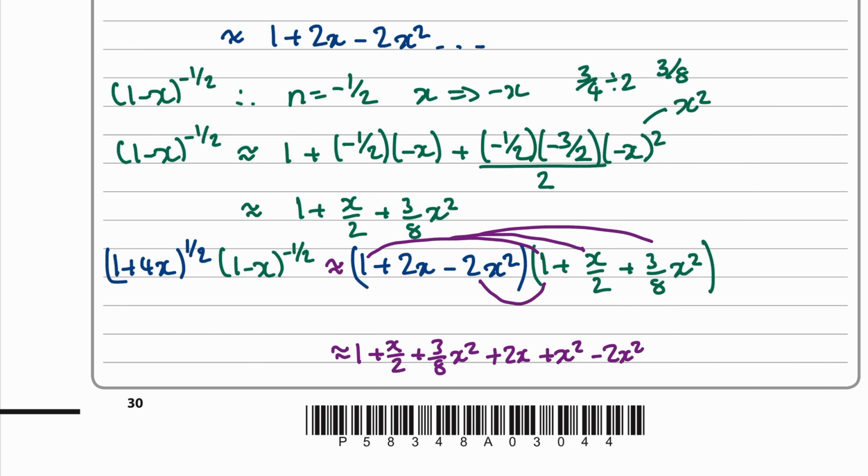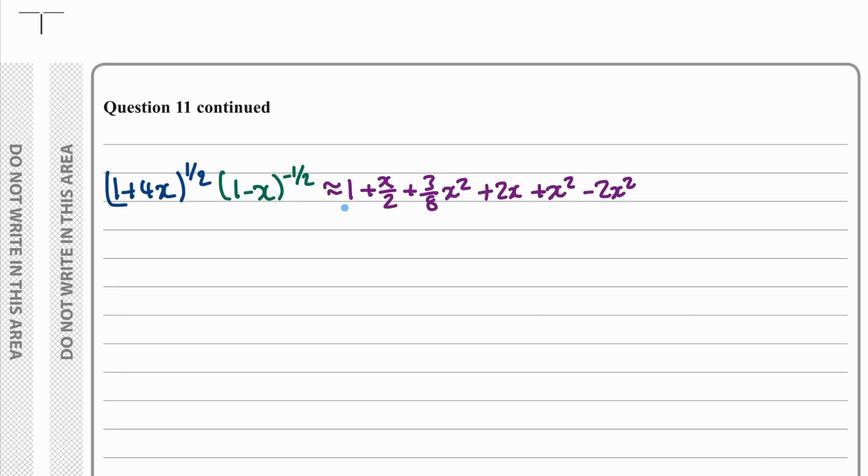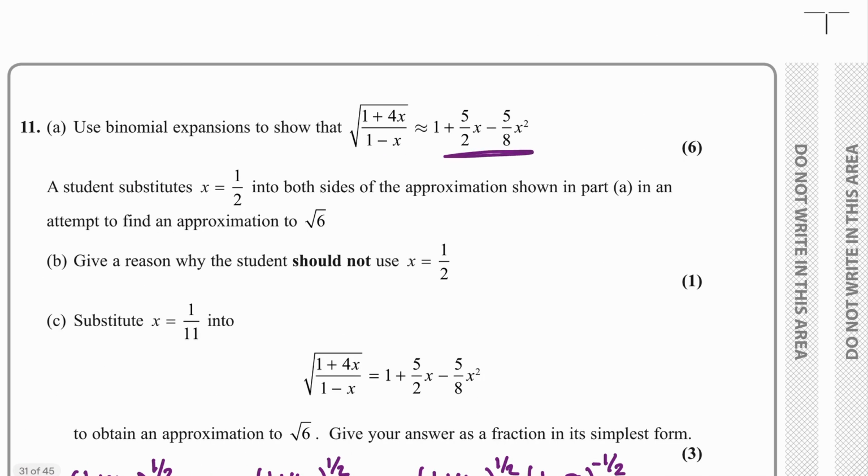So we just need to tidy this up. We've got the constant term, the x terms, and the x squared terms. So we've got 1 plus the 5x over 2, and then negative 2x squared plus 1x squared will give us negative x squared, plus the 3 over 8 x squared will give us minus 5 over 8 x squared. And that's what we're asked to show here. Okay?